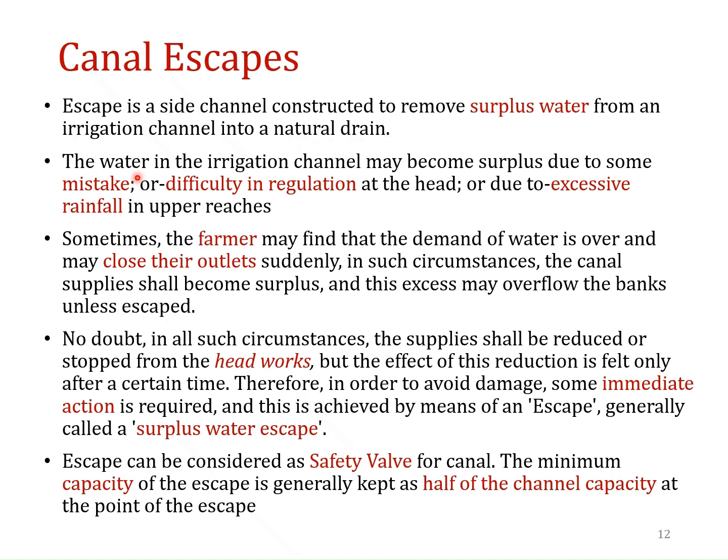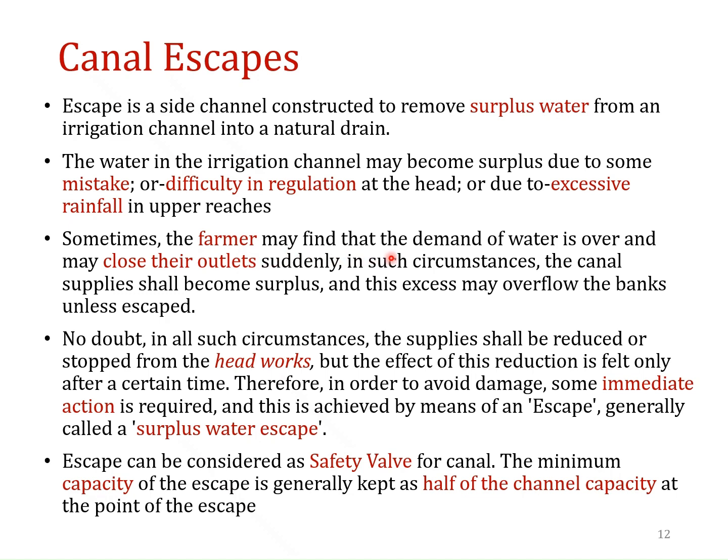So you remove that surplus water and put it into some natural drain. Okay. The water in the irrigation channel may become surplus due to some mistake. Difficulty in regulation means sometimes you have electrically operated gates and you open the gates and then there is power failure and you are not able to close the gate, or the gates are jammed, or some accident happened, you are not able to close. Then excessive water will go into the canal system, or due to excessive rainfall. So there can be different reasons, as I said.